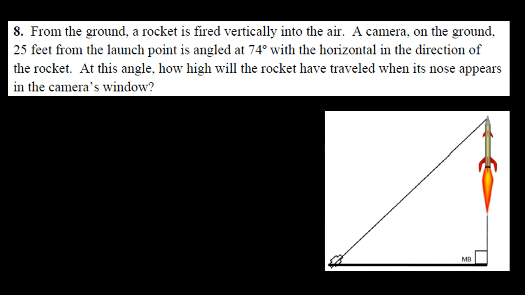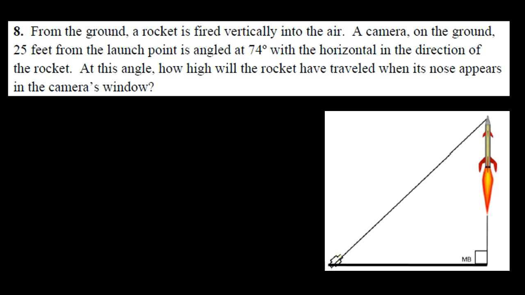Number 8. From the ground, a rocket is fired vertically into the air. A camera on the ground is 25 feet from the launch point, is angled at 74 degrees with the horizontal in the direction of the rocket. At this angle, how high would the rocket have traveled when its nose appears in the camera's window?